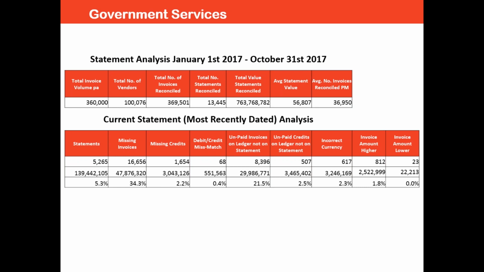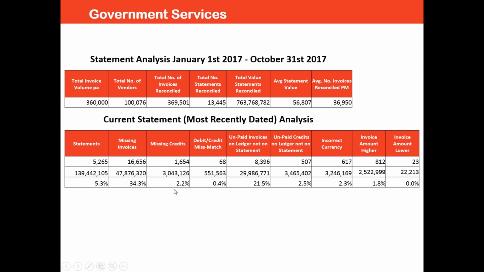And I've got £750 million worth of spend that has been reconciled, so the total value of statements reconciled. And then below, the most recently dated statements. So I've got 5,000 statements currently in the system, and the value is 139 million. And again, the glaring figure on this one is the missing invoices. So I've got 47 million pounds worth of missing invoices, 1,650 of them, and that's 34% of the total statement value.